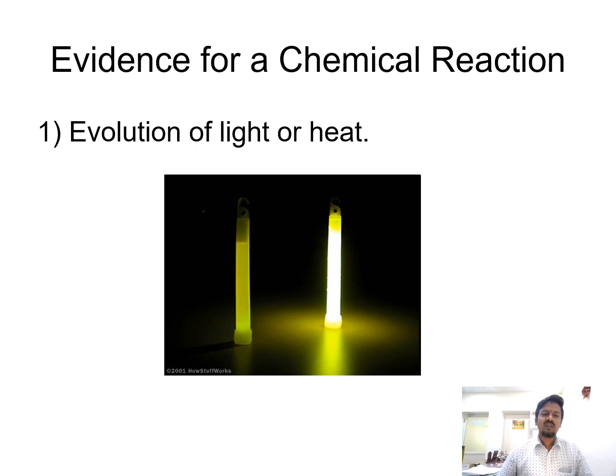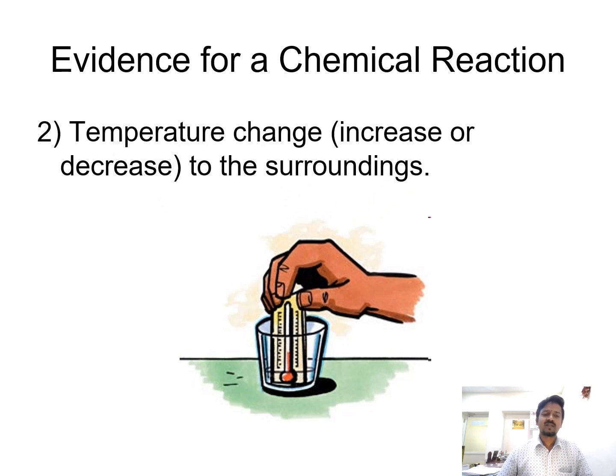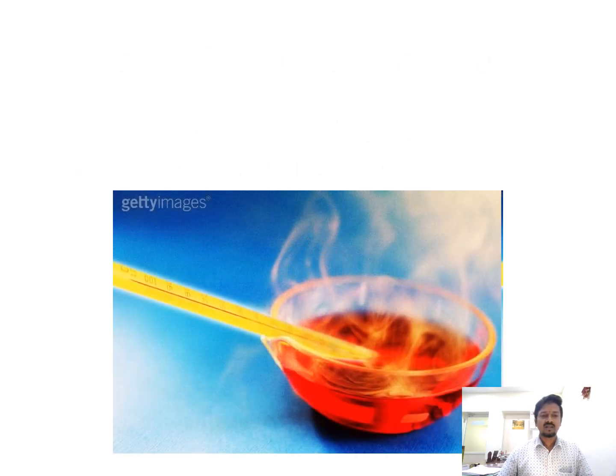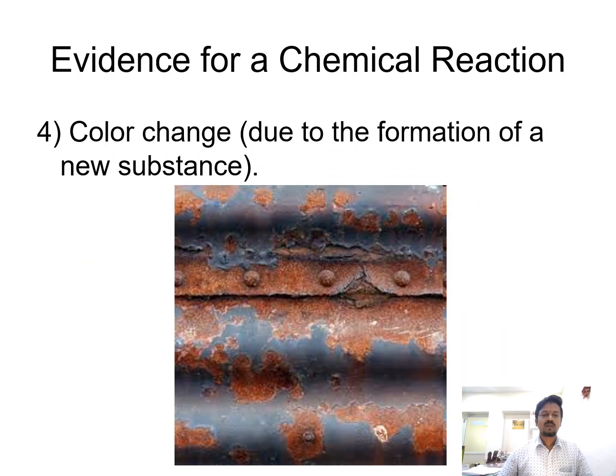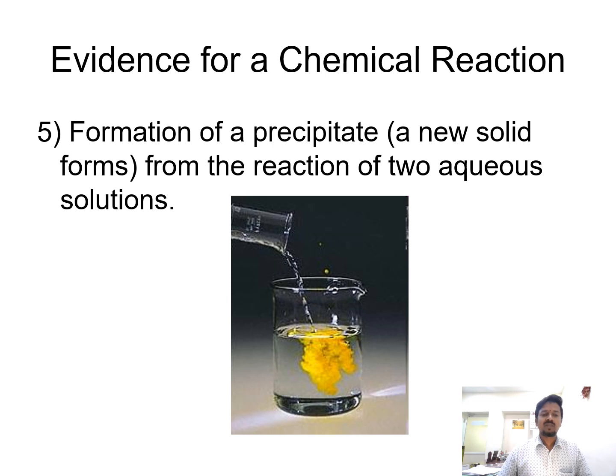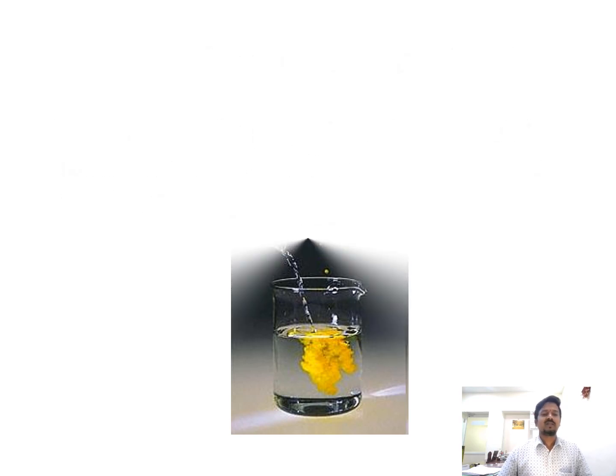There are many evidences available in our day-to-day life. One is evolution of light or heat. Another is temperature changes in the surroundings. The temperature being increased or decreased in the surroundings is also a sign of a chemical reaction. Formation of gas is also evidence for a chemical reaction. Color change: if an iron material stands for a long duration in water or an aqueous medium, it will rust. Rust will be formed. This is also evidence of a chemical reaction. Formation of a precipitate from the reaction of two aqueous solutions is also evidence.